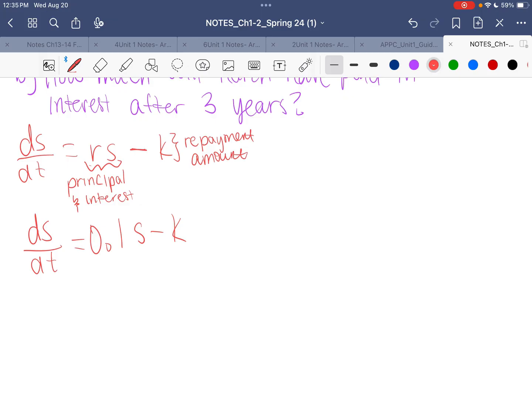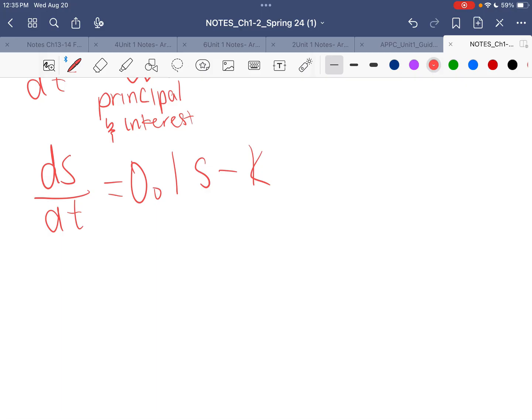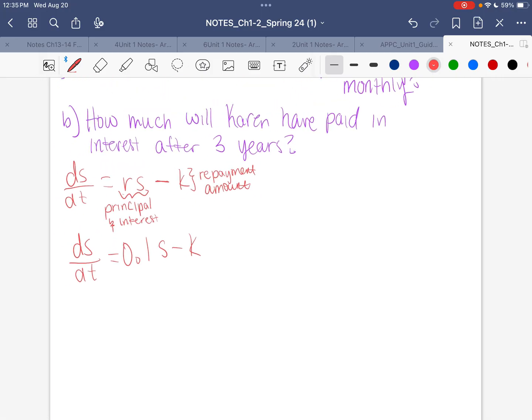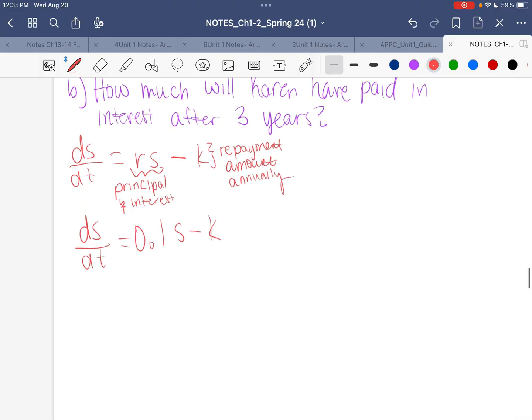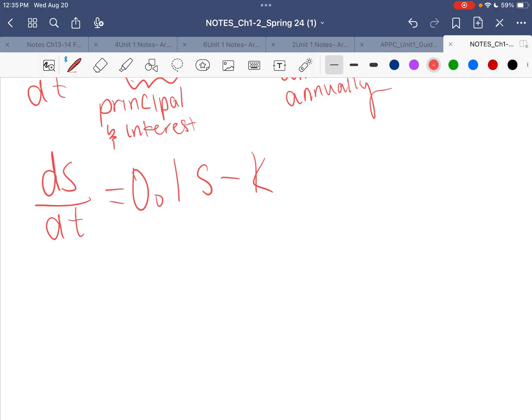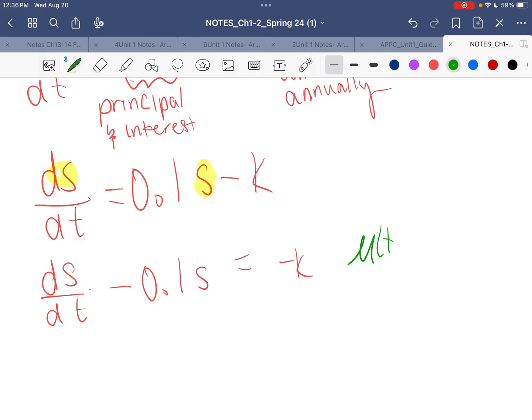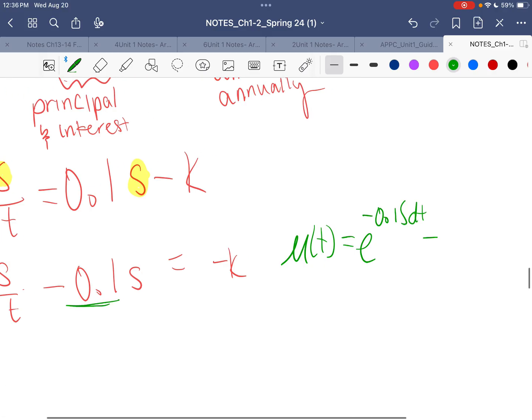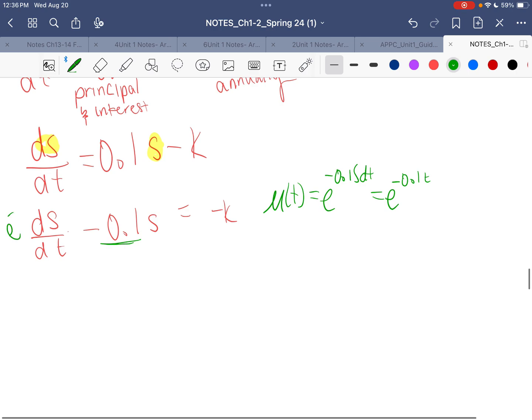Okay, so we can't do separation of variables because we had that plus or minus k. Oh, and also I want to make note, repayment amount annually is k. So we're going to have to do integrating factors, the magic mu. So move the variable that's matching the variable in the numerator over to the same side. And so mu will be e to the integral of negative 0.01 dt. Remember, we're just taking the coefficient, which means this is going to be e to the negative 0.01 t. So we're multiplying each term by e to the negative 0.01 t.